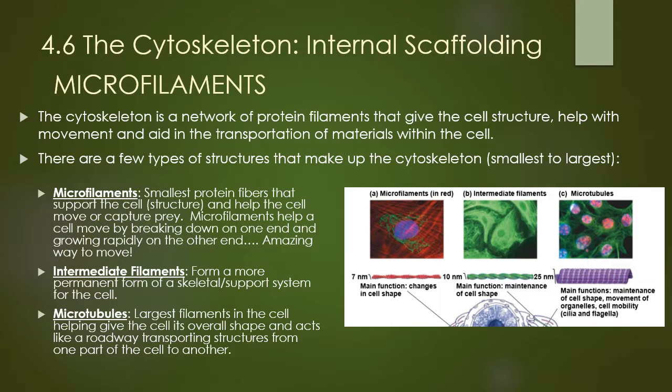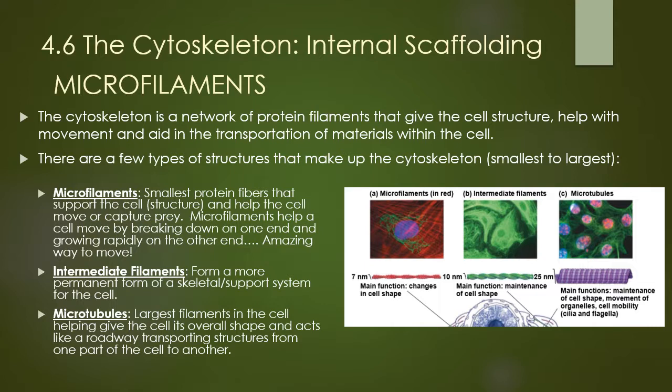The way that they do this is pretty cool. They break down on one end really quickly, and then they grow really rapidly on the other end. So they can almost shoot off like an arm, grab prey, bring it back in, and that's by growing these microfilaments really quick on one end and then pulling them back in. So they move by building up and breaking down, and it's pretty cool, all the things that your cells can do. Next is intermediate filaments, and these form a more permanent form of skeletal support system for the cell.